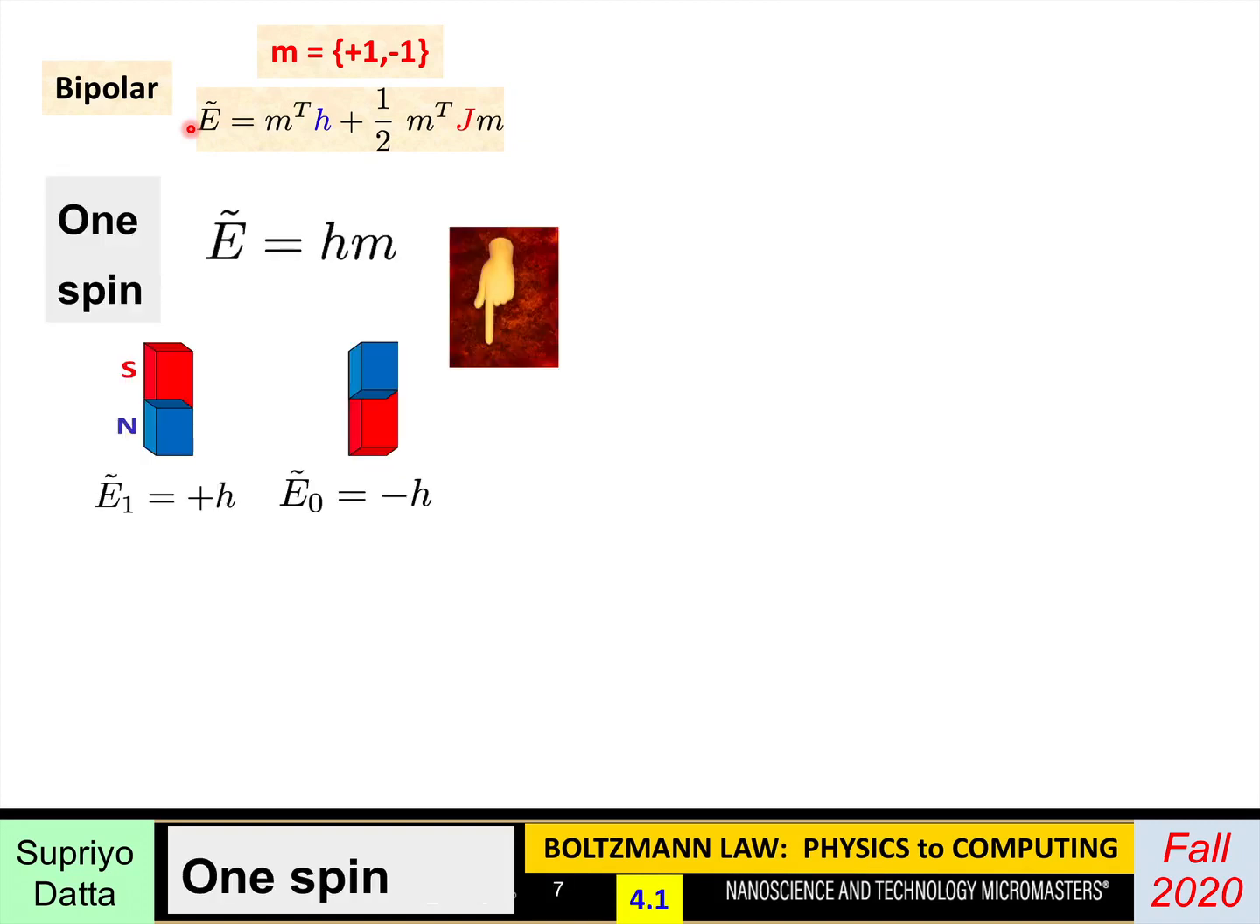Now, for starters, let's ignore this interaction term and just think of one spin. For one spin, we don't need the second term, and m times h is just, these are both scalar quantities. So the energy has two values corresponding to m equals +1 and m equals -1. Now, in lectures 3 and 4 of this week, we'll pick up interactions between spins. For the moment, let's just focus on one spin.